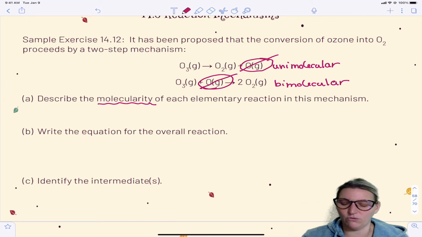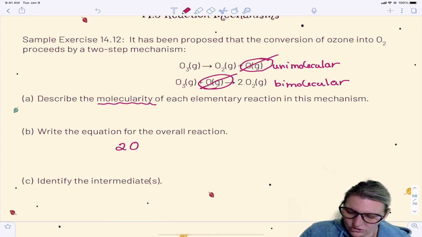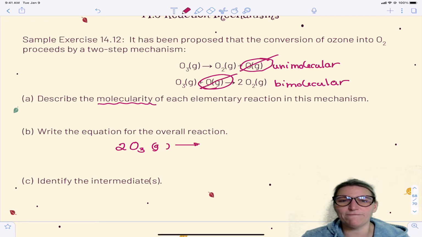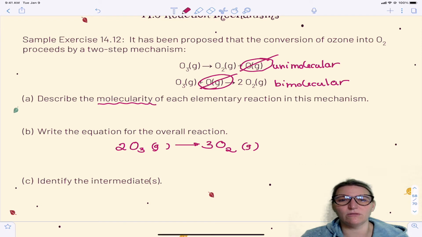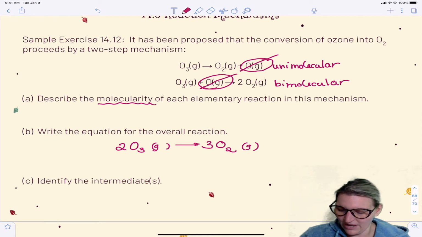So one ozone plus another ozone is two O3 molecules, two ozone molecules. In the first reaction, one oxygen molecule is formed. In the second reaction, two are formed, for a total of 3 oxygen molecules. If I look, it's still balanced, 6 oxygen atoms on both sides. And the intermediate was this oxygen atom.